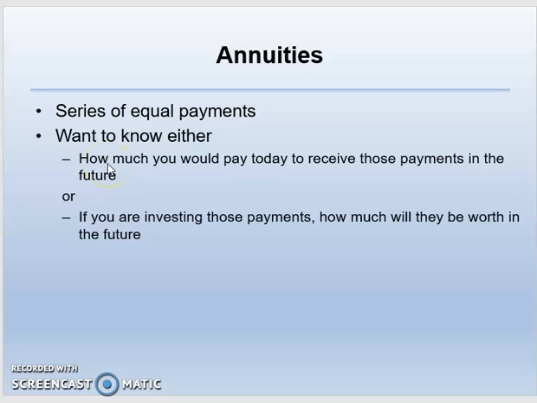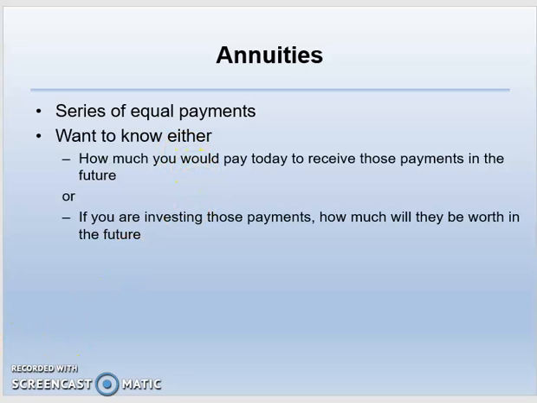You wanted to buy an annuity. I would like to have $20,000 a year for the next 30 years. How much do you have to pay to get that? That's an annuity. So that's a present value kind of thing, right? Or I'm going to put in money on a regular basis. How much will they be worth in the future?